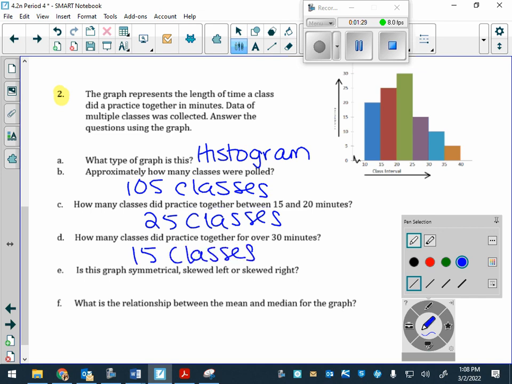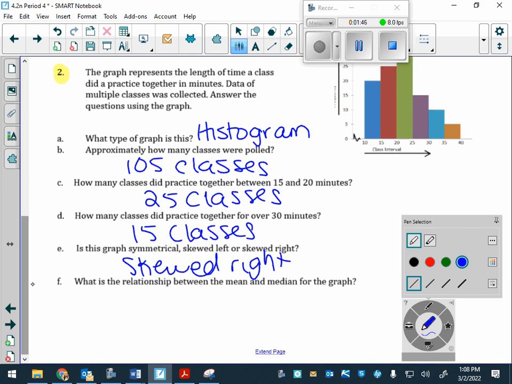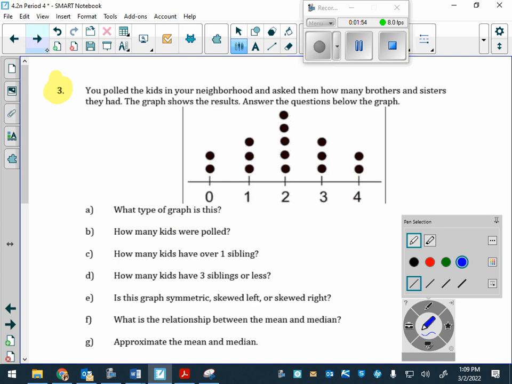Okay. Is this graph symmetrical, skewed left, or skewed right? Louise? Skewed right. Because we look at the tail over there. What is the relationship between the mean and the median? Assad? Good. The mean is greater than the median. Awesome. Okay. Good. All right.